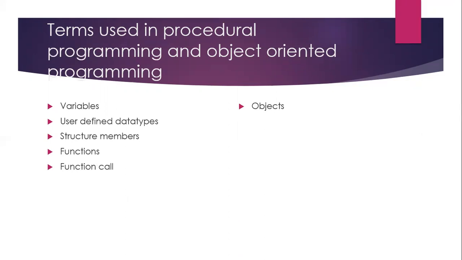We are familiar with all these terms, whereas in object-oriented programming, we use objects instead of variables, classes instead of user-defined data types, instance variables instead of structure members. Instead of functions, we are going to call them methods. And instead of function call, we are going to use the term message passing.